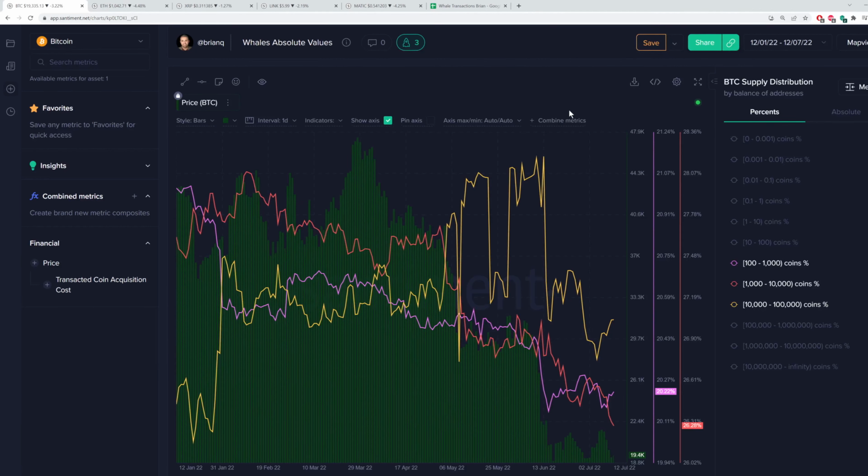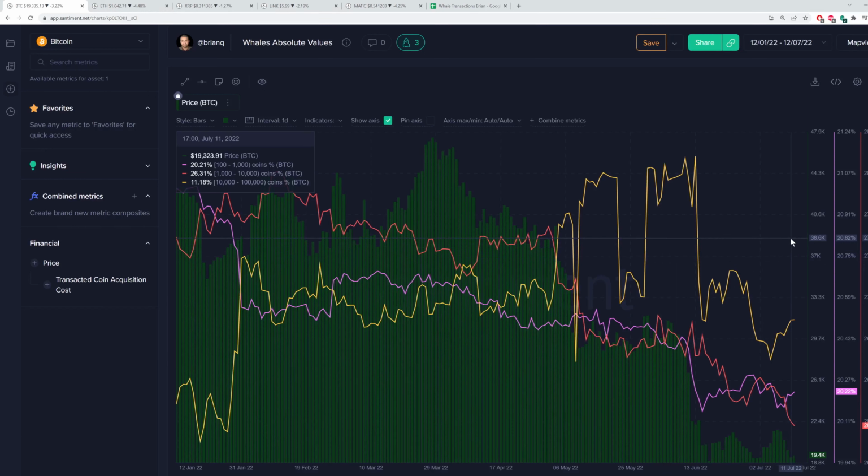That's exactly why we think, and have seen proof of this, that this particular metric, known as supply distribution or balance of addresses within supply distribution, is so valuable as an alpha metric. So what we're looking at here, as I said, the pink, red, and yellow lines represent the 100 to 1,000, 1,000 to 10,000, and 10,000 to 100,000 tiers, respectively. The pink line is the smallest of the three, and obviously, it hasn't been looking too good, right?